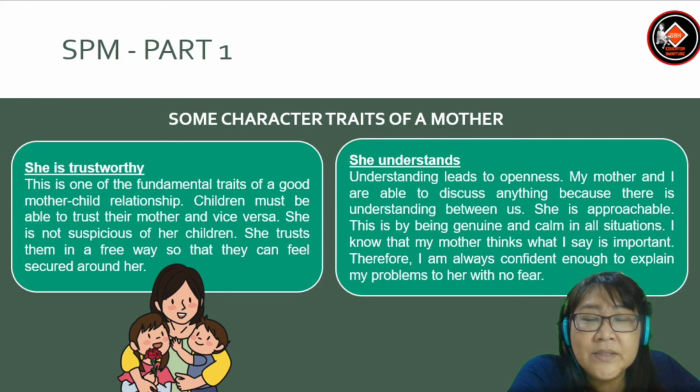So the next one, she understands. We can say understanding leads to openness. My mother and I are able to discuss anything because there is understanding between us. She is approachable. This is by being genuine and calm in all situations. I know that my mother thinks what I say is important. Therefore, I'm always confident enough to explain my problems to her with no fear.